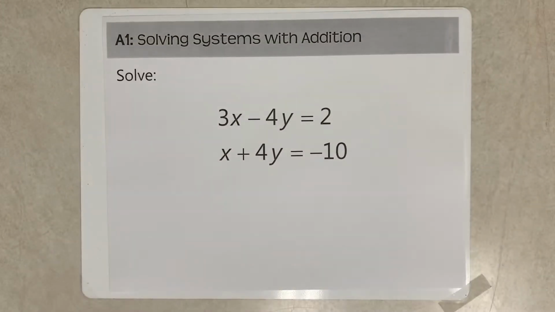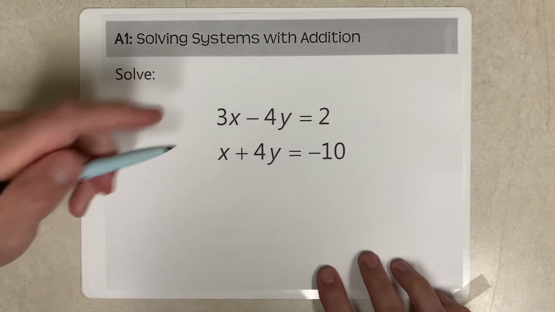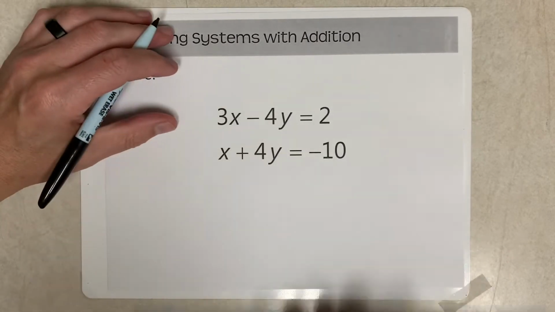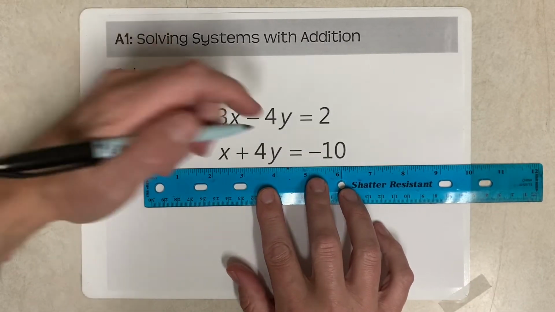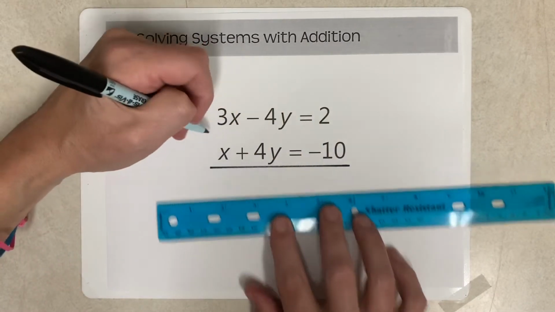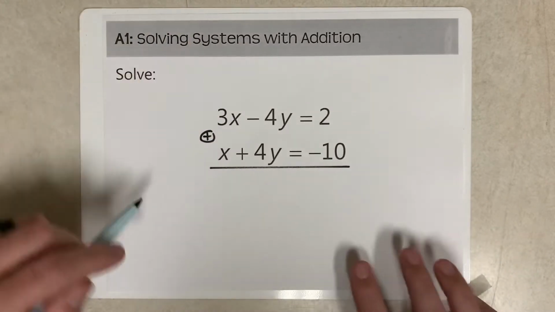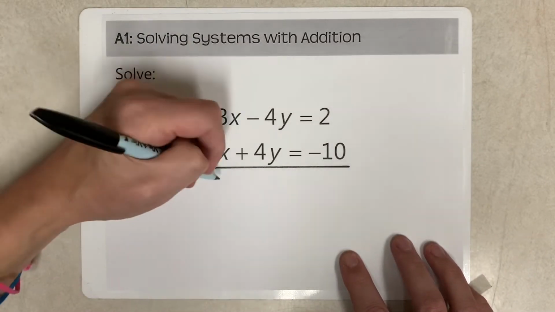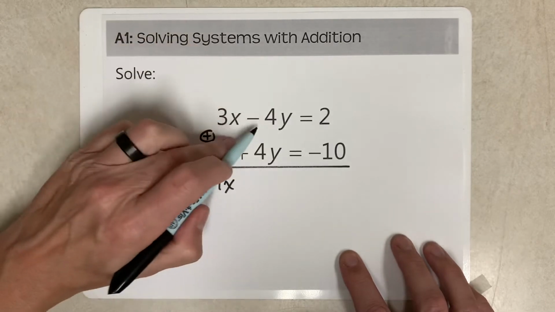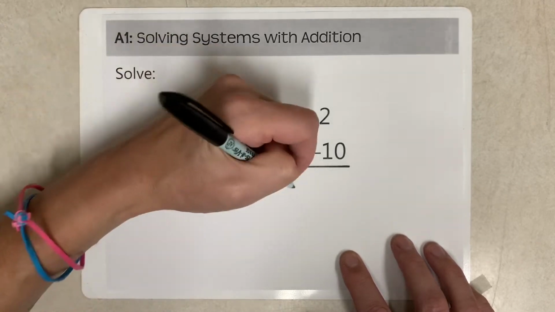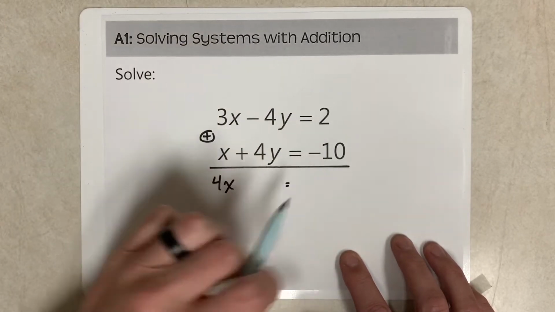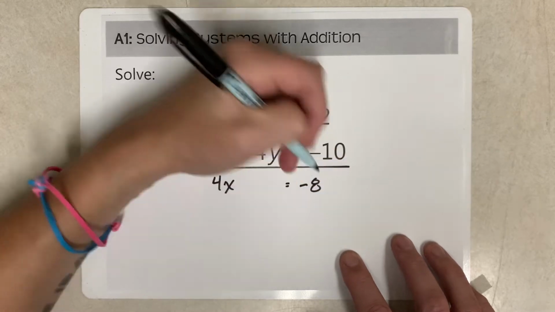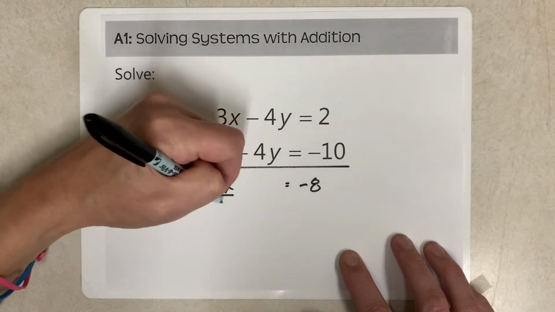Okay, next one. Here we have 3x minus 4y is equal to 2 and x plus 4y is equal to negative 10. So we're going to add those together. 3x and another x makes 4x. Negative 4y and positive 4y cancel. 2 and negative 10 make negative 8. So now we're going to divide by 4.